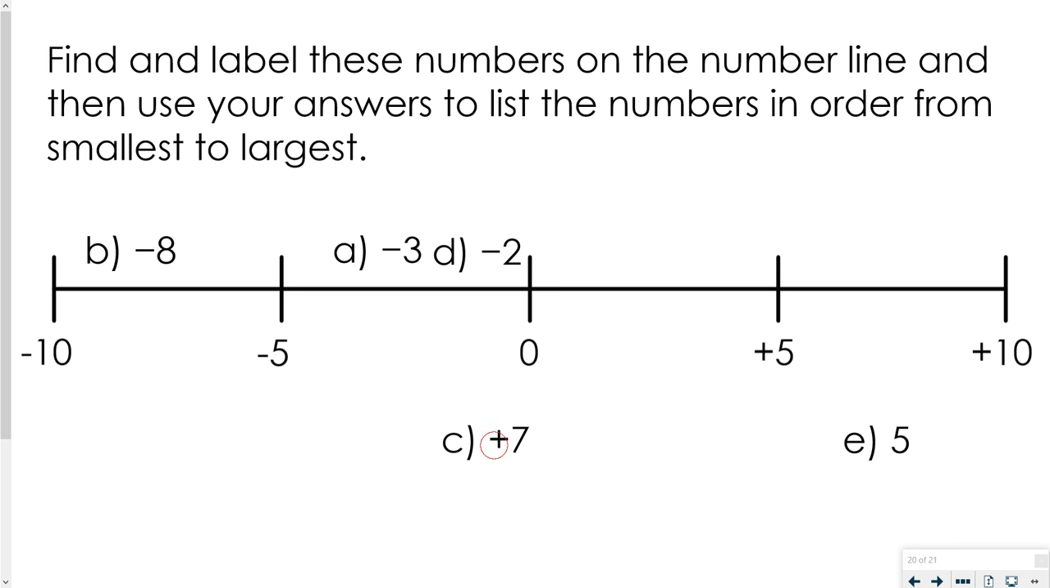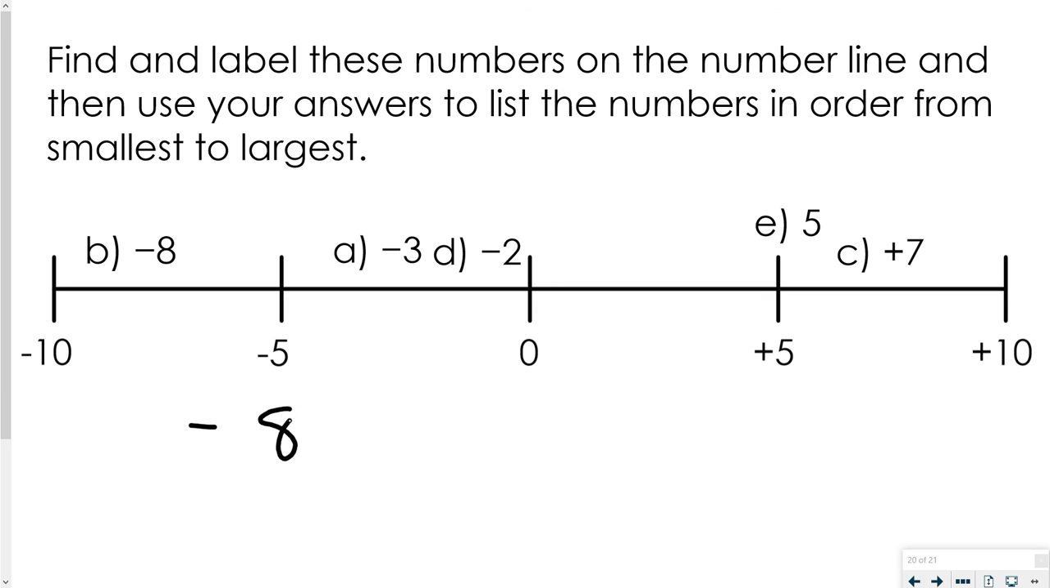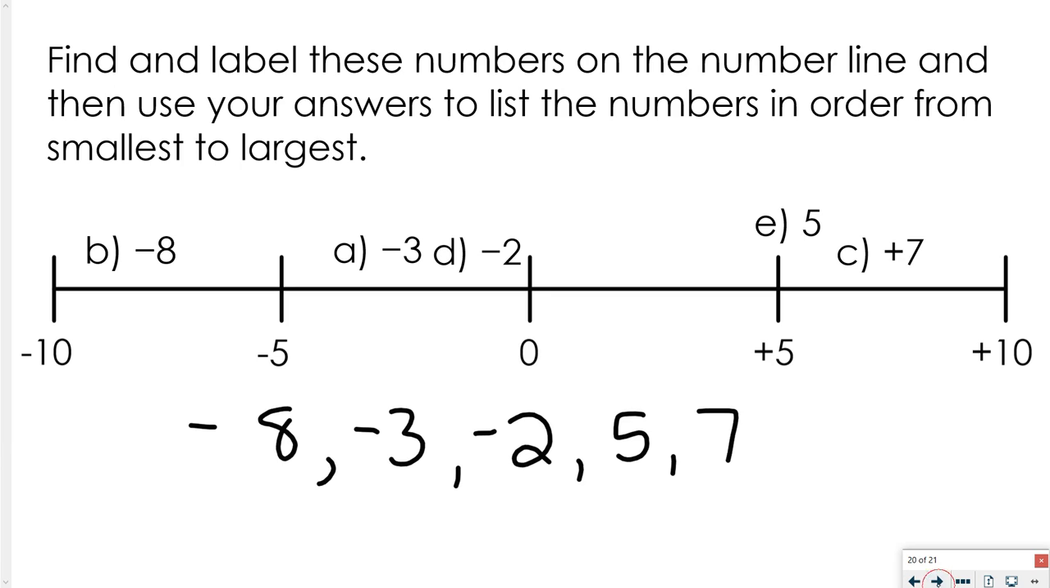What do we got next? Positive 7. So that's between 5 and 10. And then what about this E? The number 5 is the same thing as positive 5. So when I put them in order from smallest to largest, remember smallest is on the left, my smallest number there is going to be negative 8. Then I'm going to have negative 3, negative 2, 5, and 7. That's why I'm saying a number line is really going to help you with this math. Okay, it really, really helps.